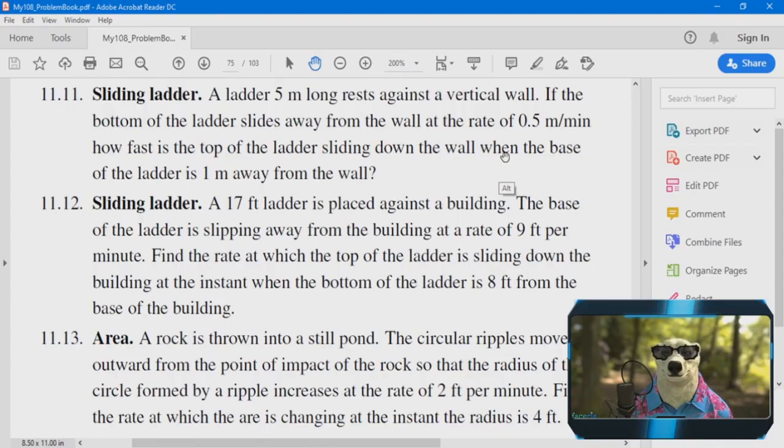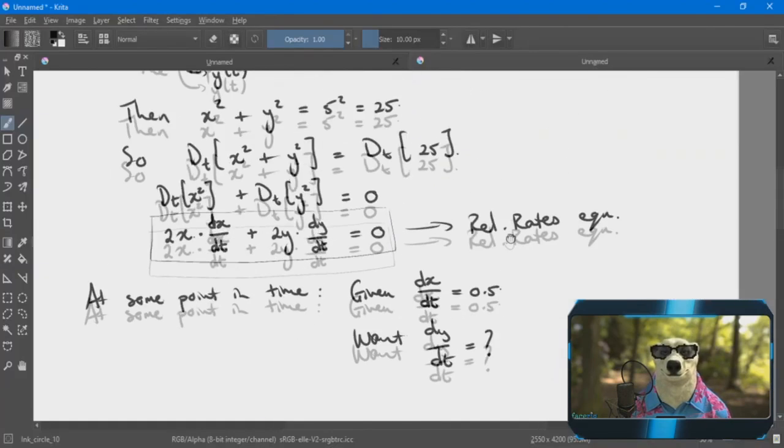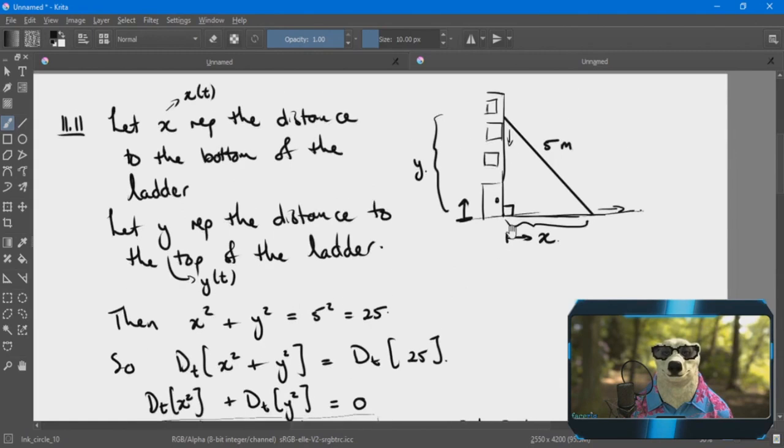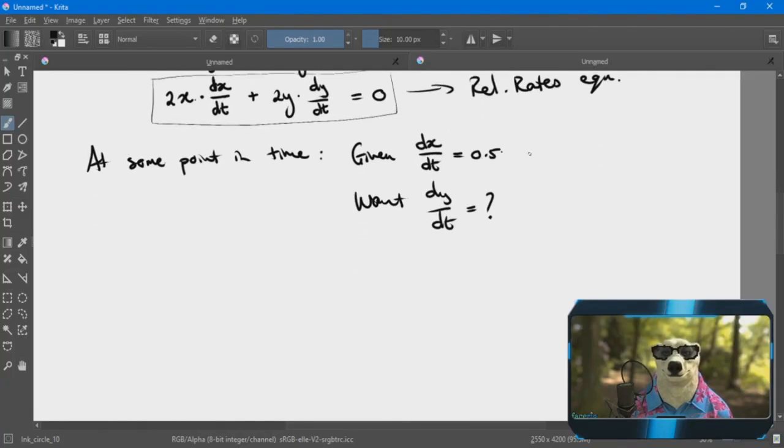The base of the ladder is 1 meter away from the wall. That means at this point in time, x is 1. So x is going to be equal to 1 at this point in time, because that's exactly what we defined x to be.